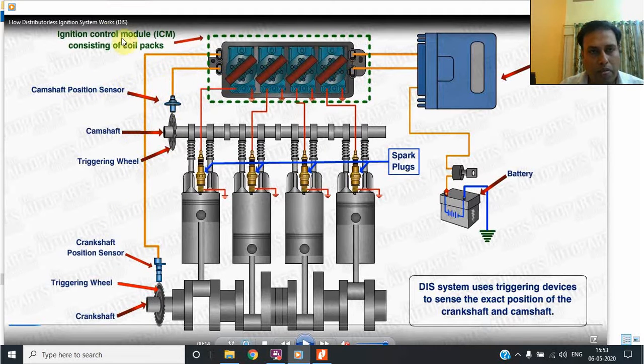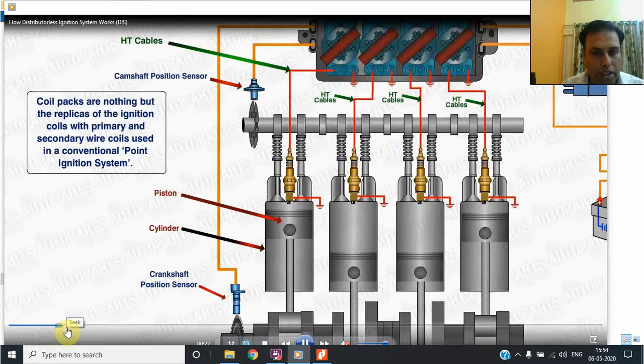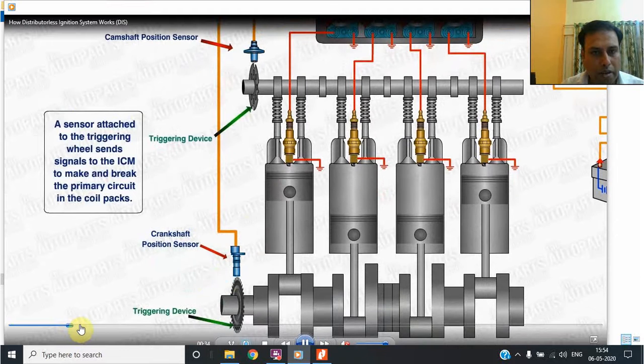Signals of both are used by the engine control module to decide when to give ignition to which cylinder. So this is the main thing, and that is why it is called DIS, distributor-less ignition system. The distributor is completely replaced, and how it works will be illustrated through a video. You can see this video by directly downloading it from YouTube, and in the slide I would like to show you that these are the trigger wheels.